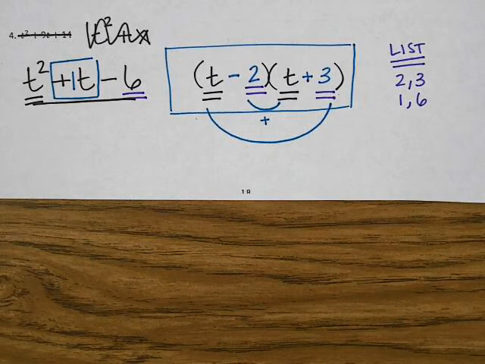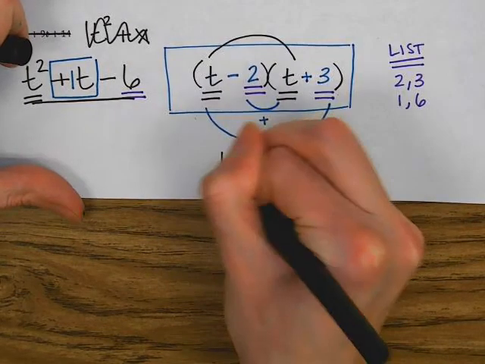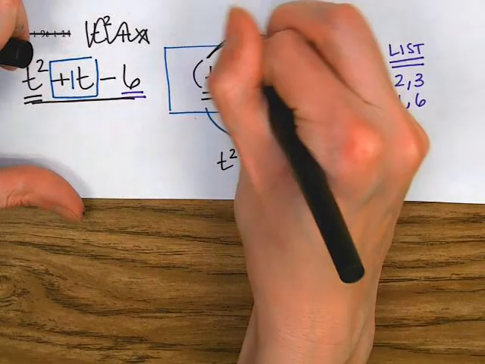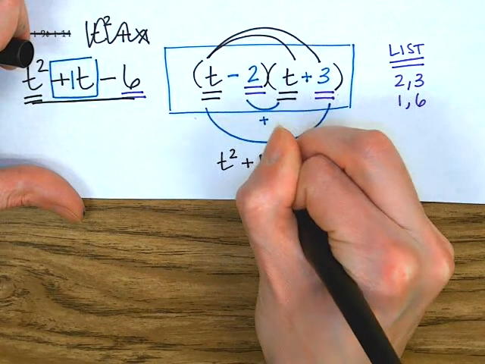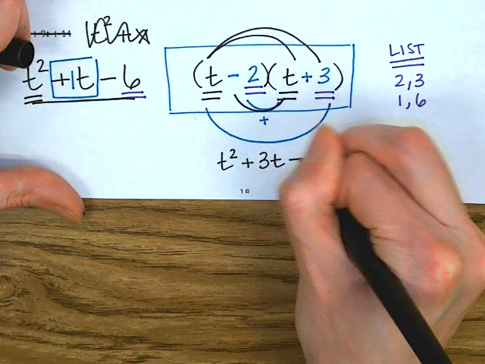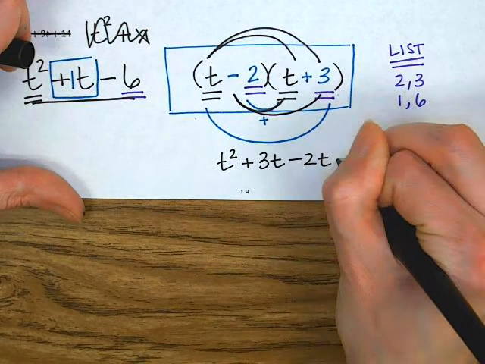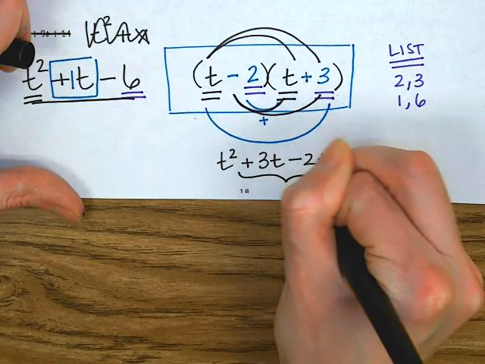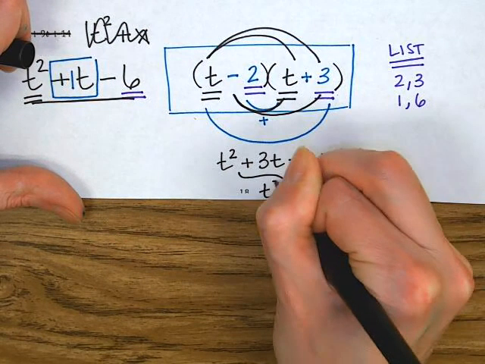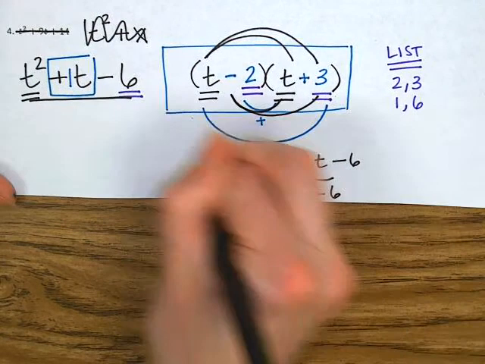Okay, I'm going to check it and make sure it works. So t times t is t squared. T times 3 is 3t. -2 times t is -2t. And -2 times 3 is -6. And if you add like terms in the middle, you do get t squared plus 1t minus 6, and that is what we wanted.